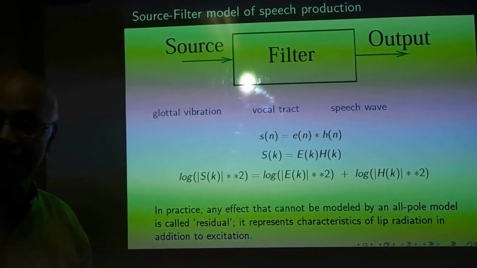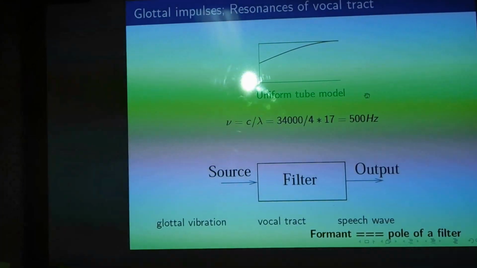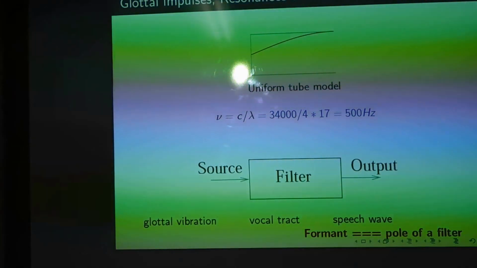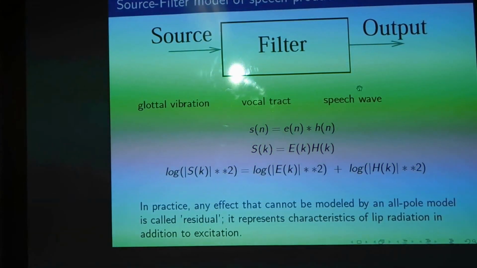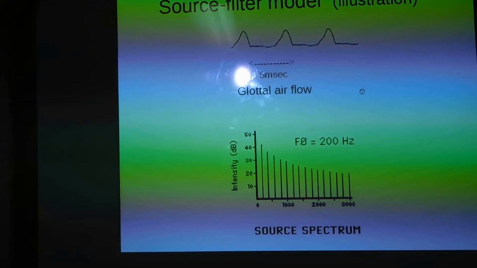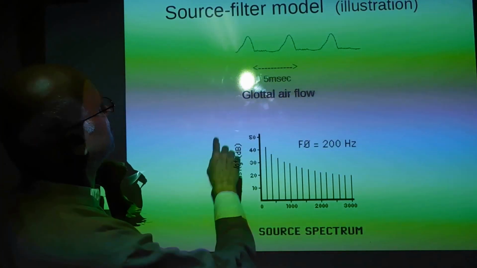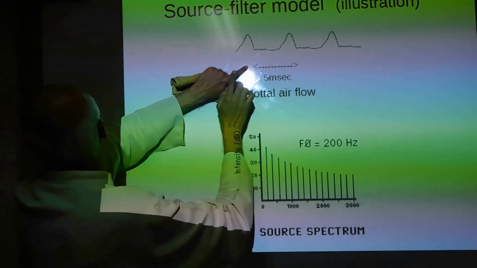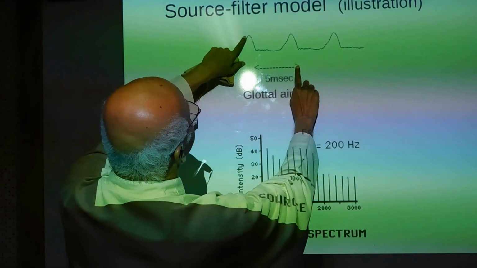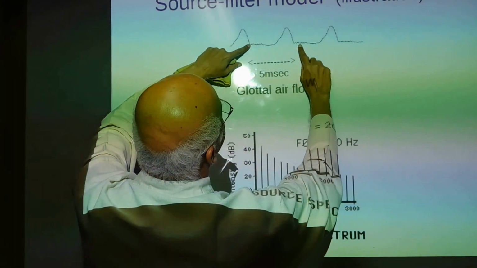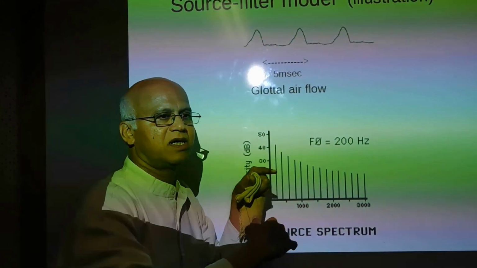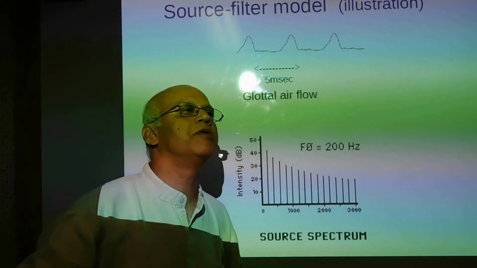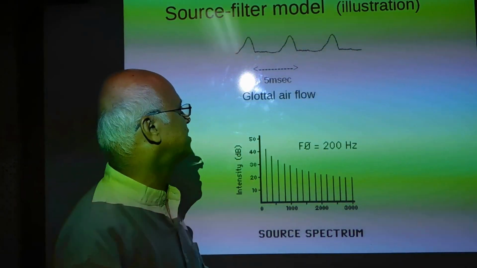Log power spectrum of the filter, we already estimated that the log power spectrum of the filter should have a peak at 500 Hz, at 1,500 Hz, 2,500 Hz, and so on. And let us see what should be the log power spectrum of the excitation. Excitation is a periodic pulse. What is the periodicity? Let us say the time interval between this and this is 5 millisecond. Then 5 millisecond is the periodicity. So the frequency is 1 over 5 millisecond, 200 Hz.